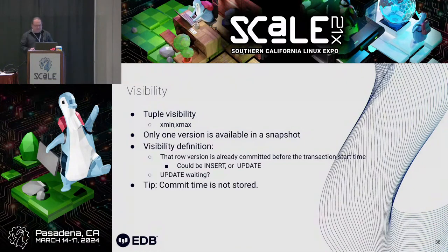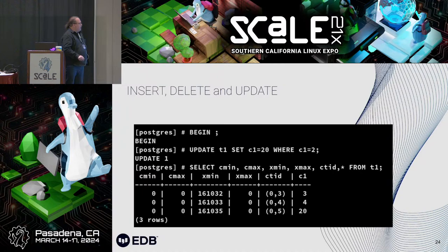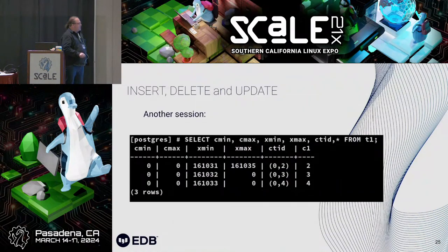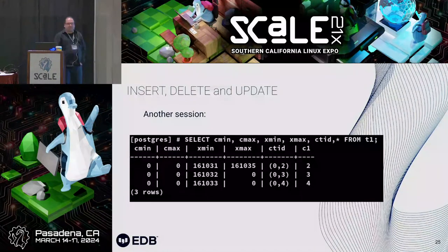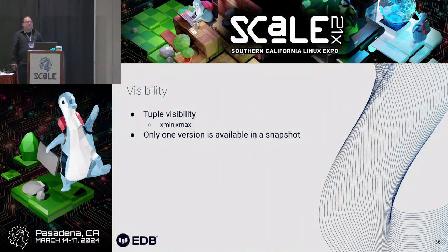So let's talk about visibility. We talk about visibility indirectly here, where this row version is visible to this transaction, and that version is visible to another transaction. That's where visibility comes from. It is done by comparing xmin and xmax, based on the transaction IDs that the current transaction has. So only one version is available in a snapshot. You cannot have both version 2 and version 20 of the same row in one single snapshot.